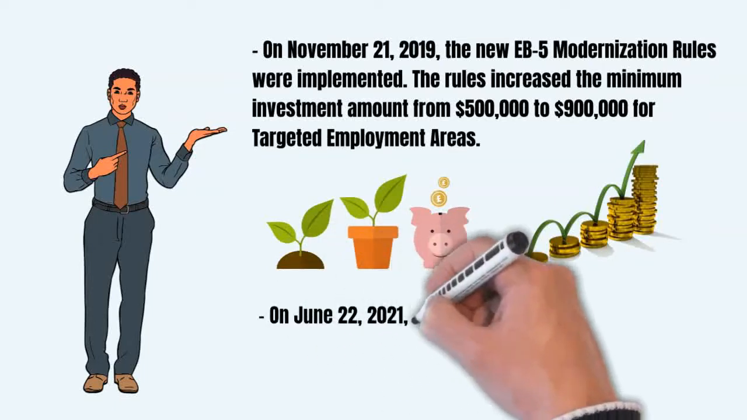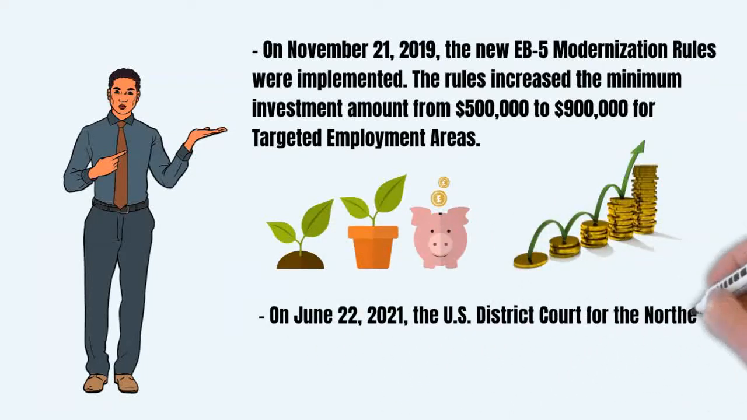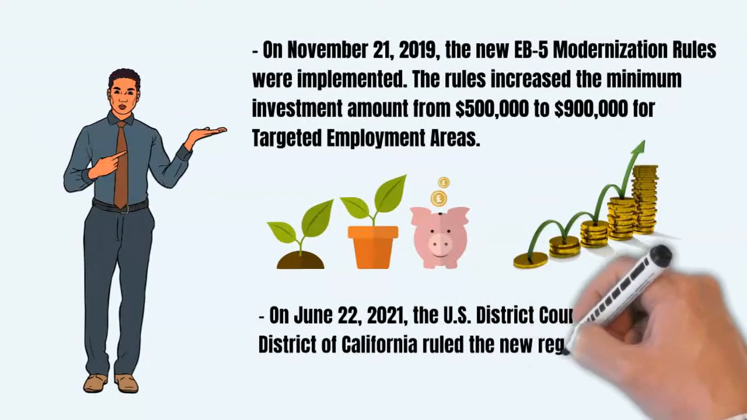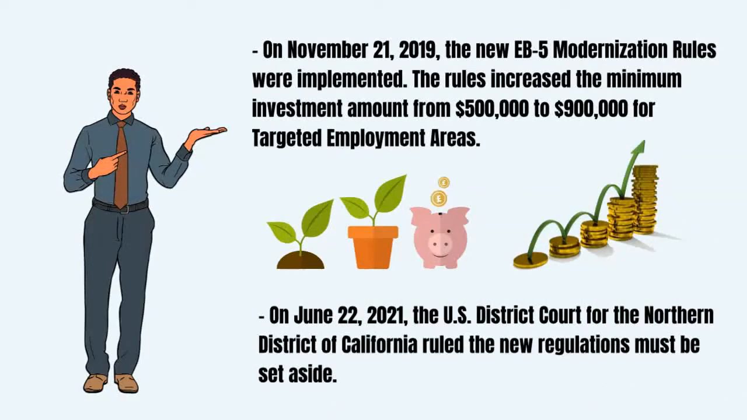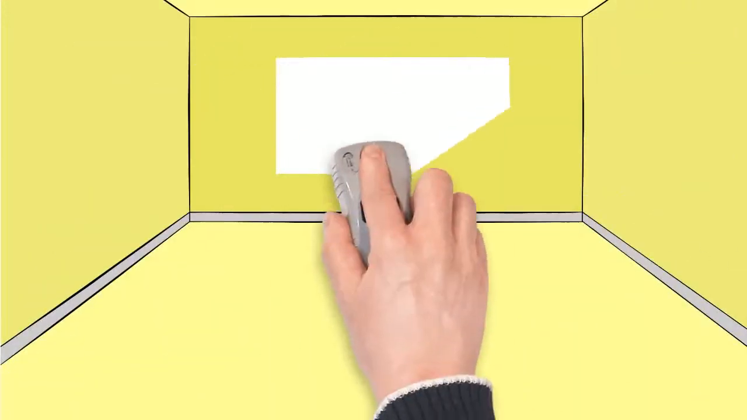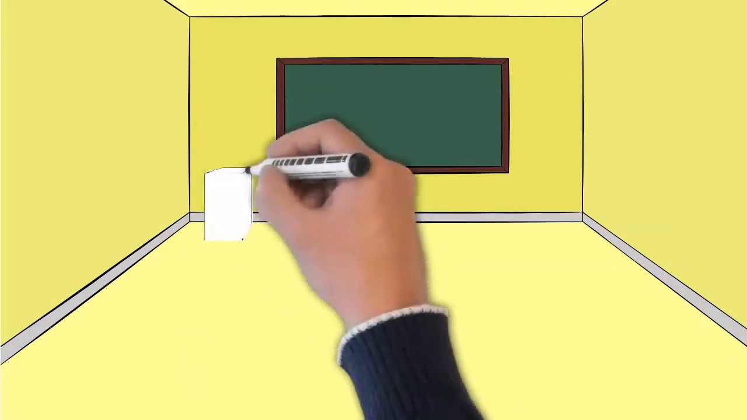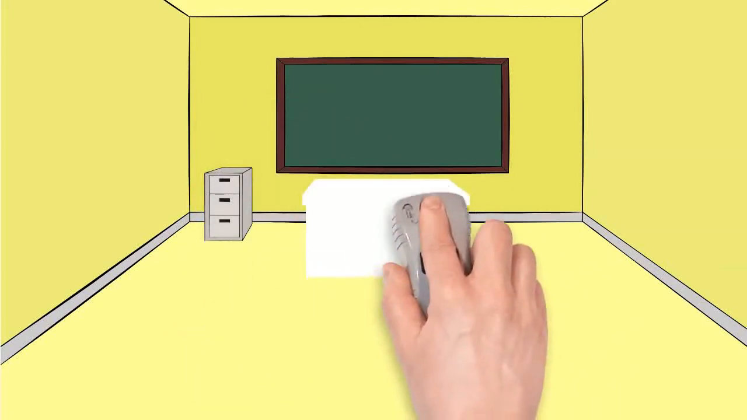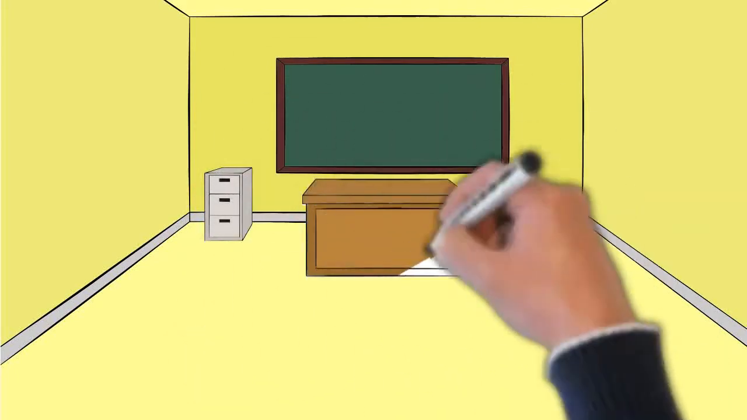On June 22, 2021, the U.S. District Court for the Northern District of California ruled that former Acting Homeland Security Secretary Kevin McAleenan was not properly serving in his position under the Federal Vacancies Reform Act when he promulgated the EB-5 Modernization Final Rule, and accordingly ruled that the new regulations must be set aside.